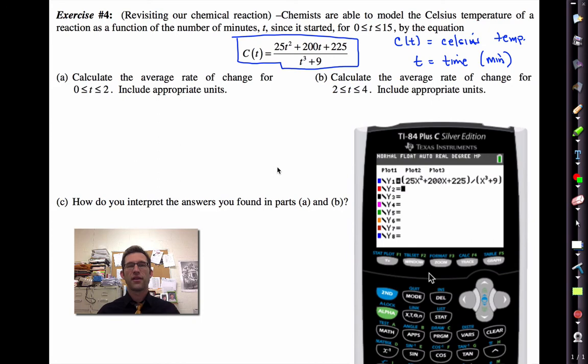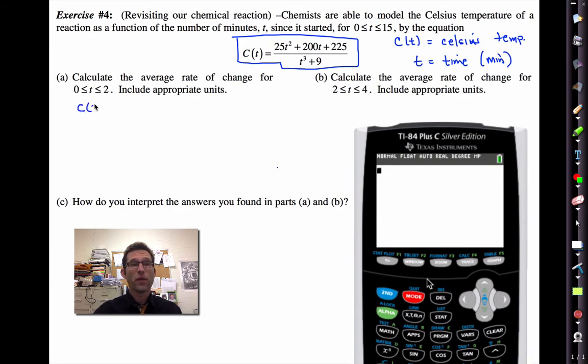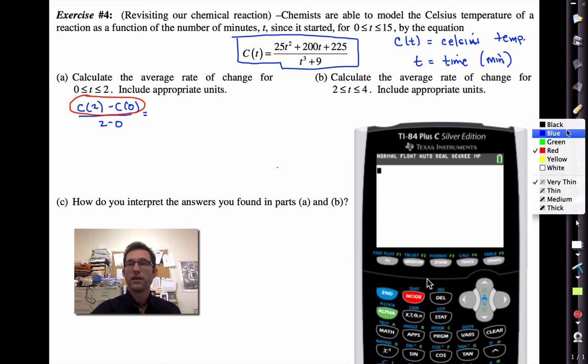And now I'm going to get out of there. Okay, so what I want to do is use function notation. Now, in order to justify my answer on this problem, all I'm going to write down is c of 2 minus c of 0 divided by 2 minus 0. All right, so watch as I calculate just the numerator very, very easily.